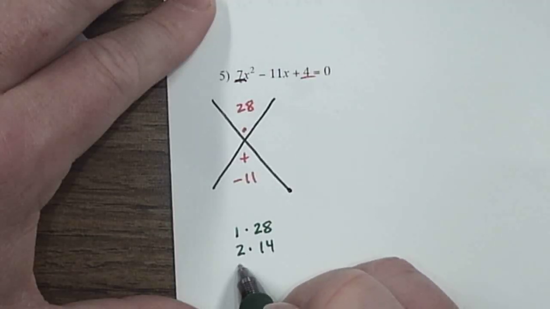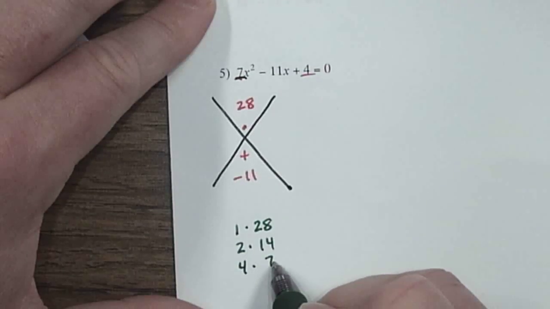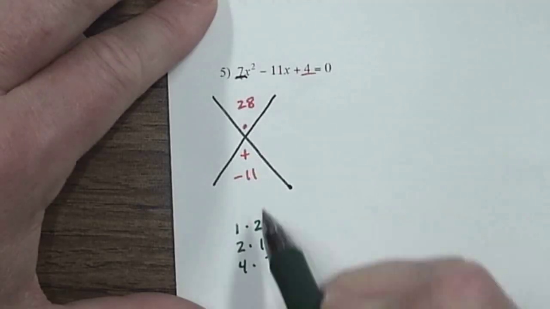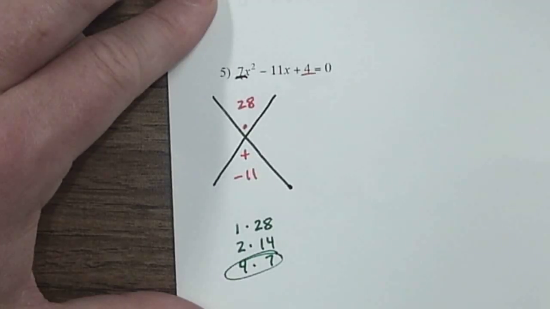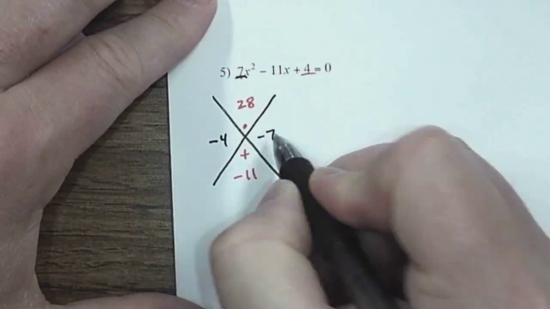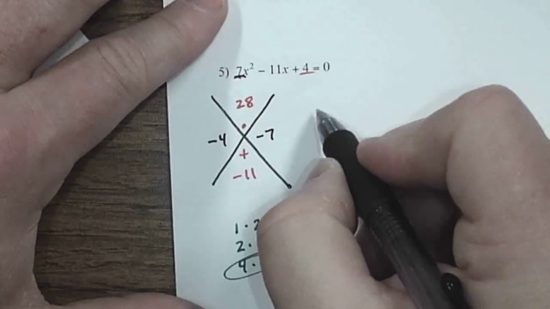3 does not go into that. 4 goes into that, 7. 5 does not. 6 does not. 7, I already got 7. Start making a list of factors. And then when you do that list, it's a little easier to find the actual answer. See, this is going to be a negative 4 and a negative 7. That will give me a positive 28 and a negative 11.